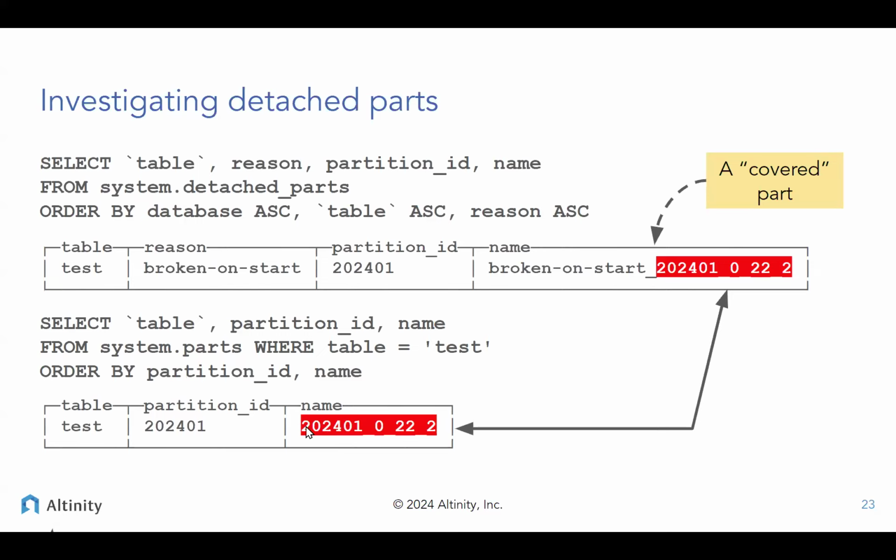What happened here? This was a replicated system, and when ClickHouse detected that the part was broken, it automatically fetched the same part from another replica, so the problem just cured itself. In this particular case, this is a covered part. Even though it's broken, we can go ahead and delete it.